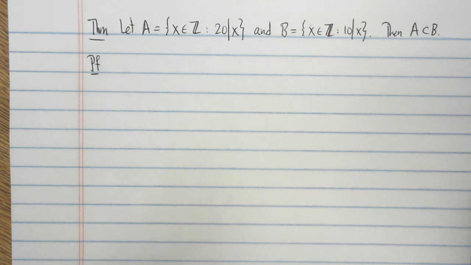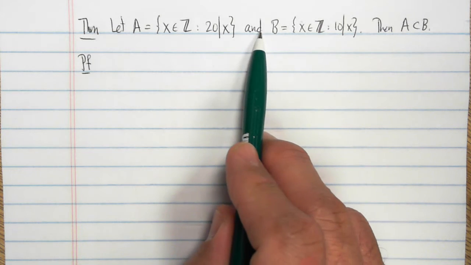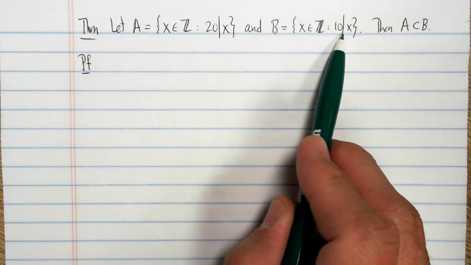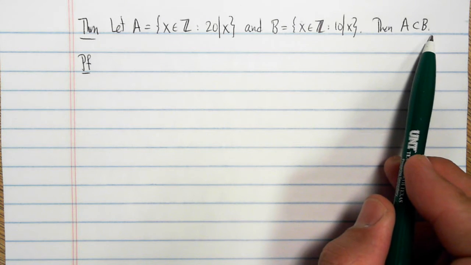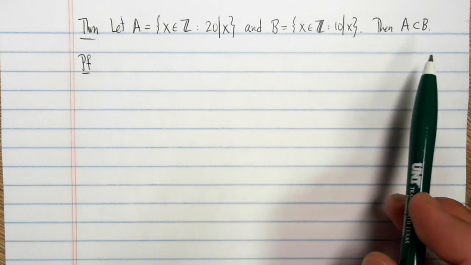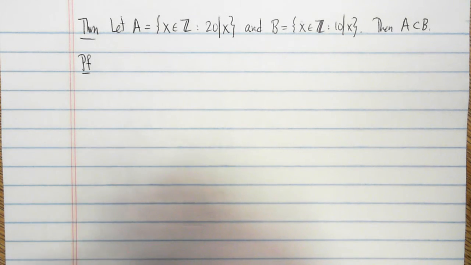All right, for this review problem, we have the set A is defined to be all integers that are multiples of 20, and B is the set of all integers that are multiples of 10. We want to show that A is a proper subset of B. So there's two things we have to do. We have to show that A is a subset of B, and then we also have to show that there is an element of B that is not in A.